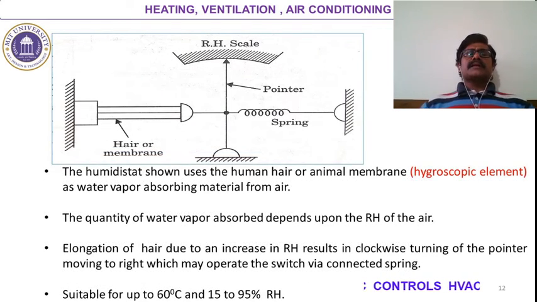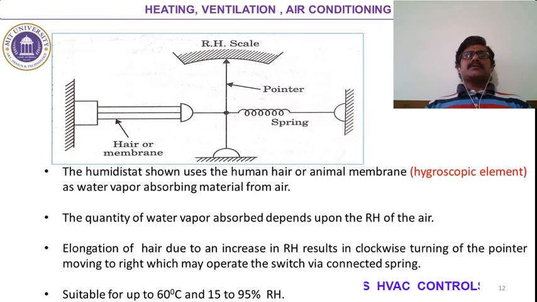The other type of humidistat which can be shown here uses a hair membrane, that is, a human hair or an animal membrane can also be used. Why? Because this human hair or animal membrane is an important element, also called a hygroscopic element. So this arrangement shows one hair, then you have one pointer or one lever. At the top side it is the relative humidity scale. So this pointer would be moving toward the left or the right according to the changes in the humidity, which is connected to an electrical circuit to take the necessary action further.